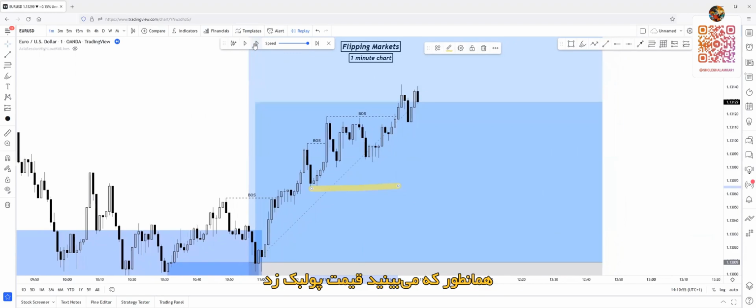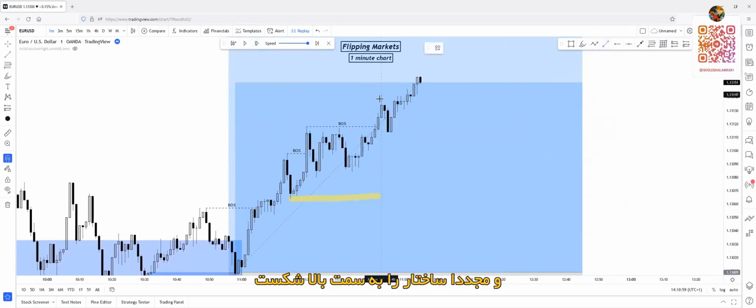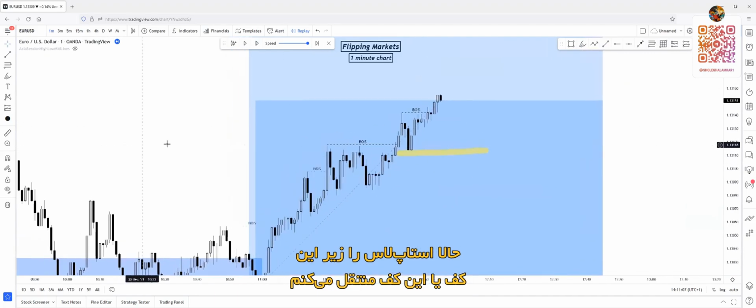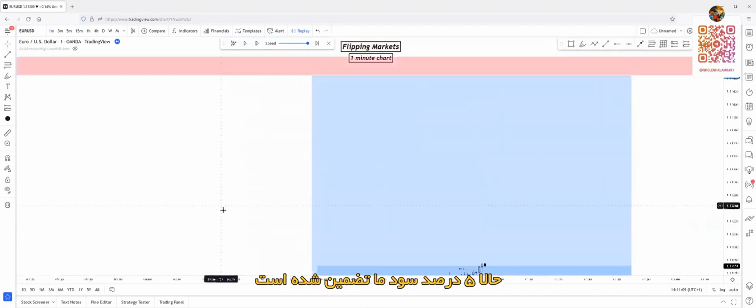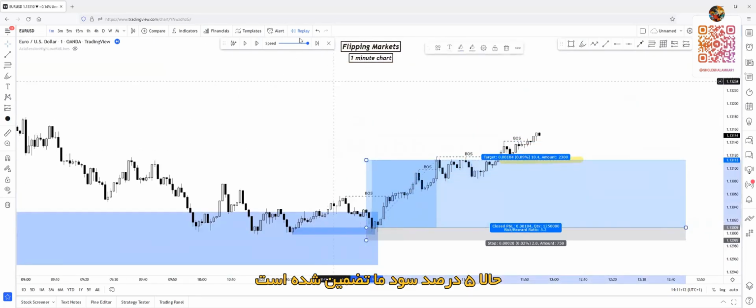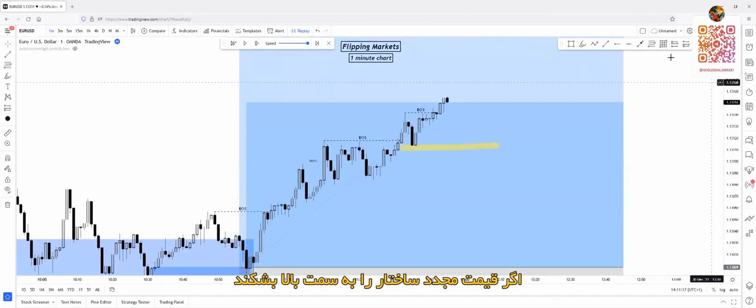As you can see, a pullback happens and a break of structure to the upside again here. And in this case, I will just place my stop loss below this low or this low. So in this case, we will have maybe 5% locked in. Yes, 5% profit locked in already. So let's see what happens next.